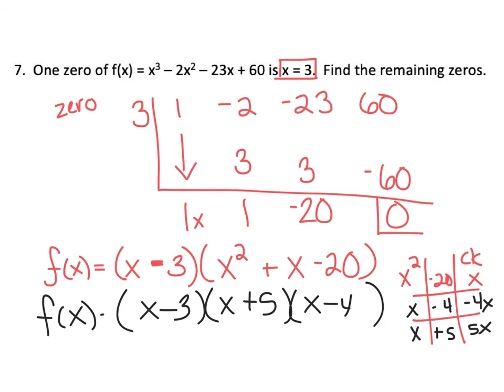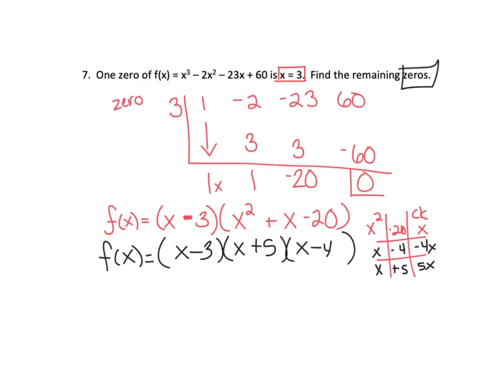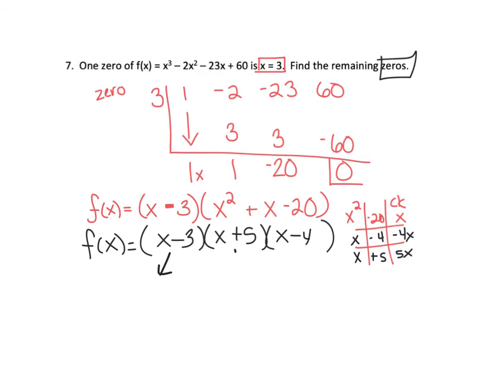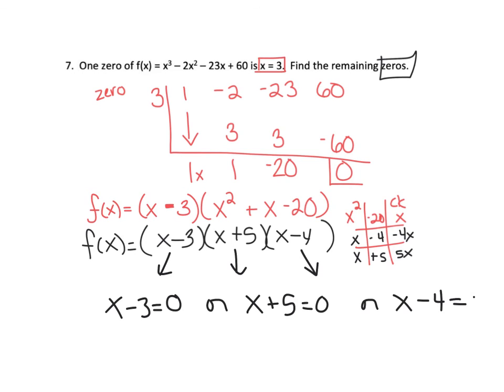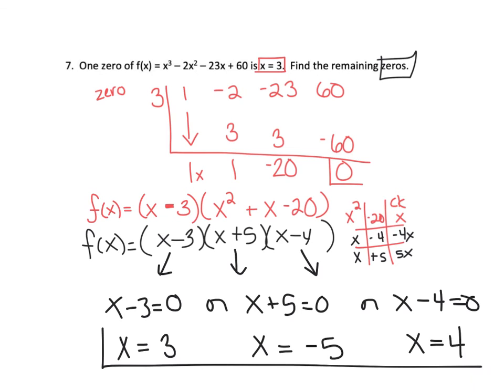So now, I'm told to find the remaining zeros. So to get the zeros, I need to apply the zero product property. So I have x minus 3 equals 0, or x plus 5 equals 0, or x minus 4 equals 0. So if I add 3 on both sides, I get x equals 3, subtract 5, I get x equals negative 5, add 4, and I get x equals positive 4. So here are the 3 zeros of this cubic function. Notice it's cubic and it has 3 answers.